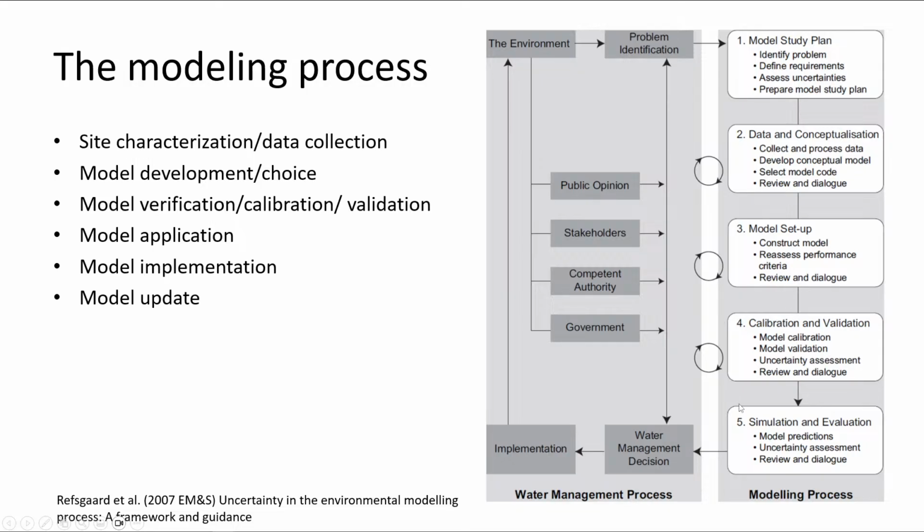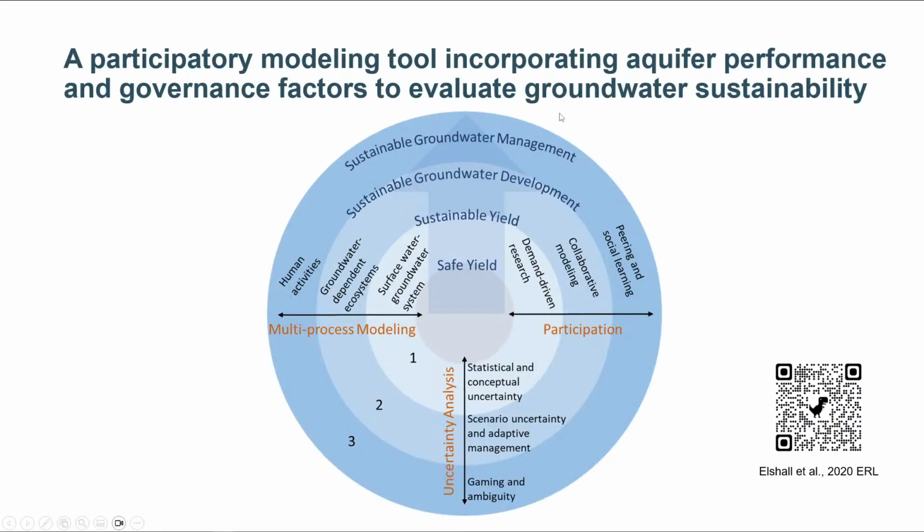And if it's something wrong with our modeling process, we can go back to here, to here, or to here. And from problem identification to water management, there should also be public opinion, with stakeholders involved, together with the competent authority and government. So it should be done with participation. Participation is a very important component for this.